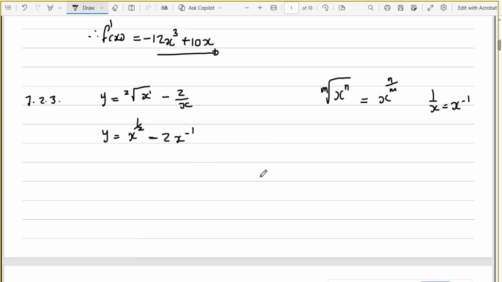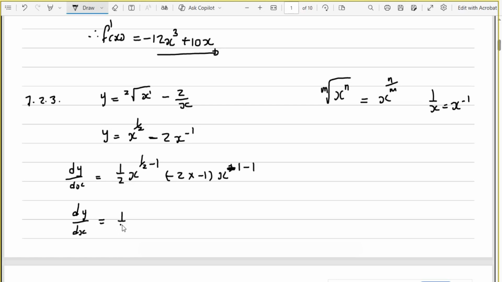Now you can differentiate. So we can find the dy over dx. When we differentiate, the 1 over 2 comes in front, then x to the power 1 over 2 subtract 1, minus 2, which will be multiplied by minus 1, and then x to the power minus 1 minus 1. Therefore, when we work this out, what is dy over dx? This is just 1 over 2.